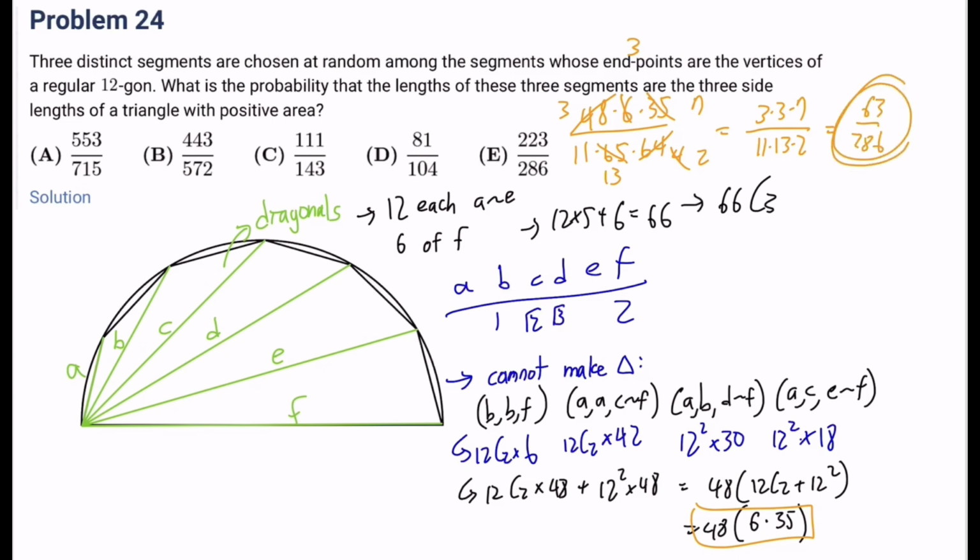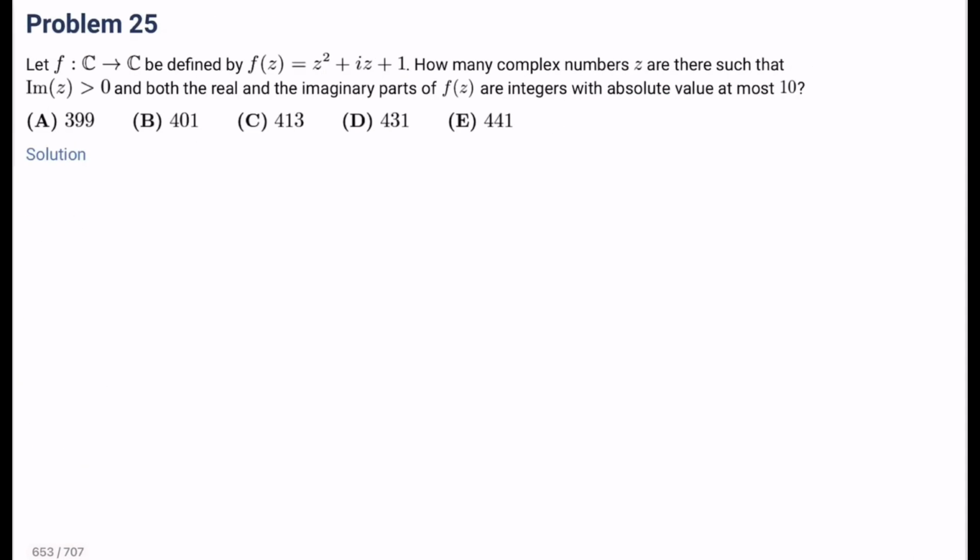But this is the number of fails, and so to get the number of the things that are actually possible, we have to do 1 minus that. So 1 minus 63 over 286 is equal to 223 over 286. And that is our answer. It's E. Last problem, number 25.